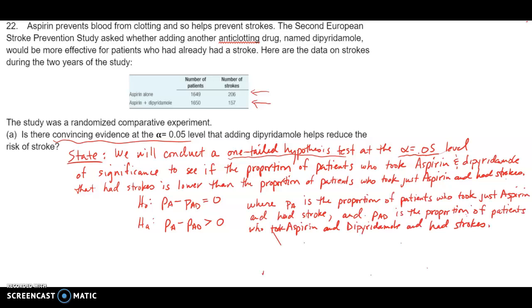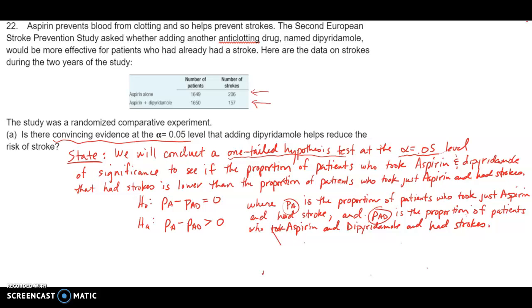So, big picture, we're defining what this means, P sub A, and what this means, P sub AD, within the context of the problem. So again, under the state, we want to say what kind of test we're going to run: one-tailed or two-tailed, hypothesis test, state the significance level, give context for what you're trying to figure out, for what that test is going to inform you on, null hypothesis, alternative hypothesis, define your parameters. So we're going to go ahead and move on to the plan portion here.